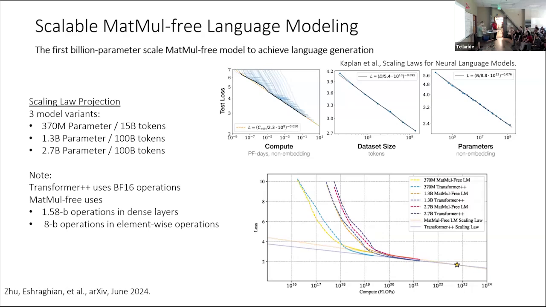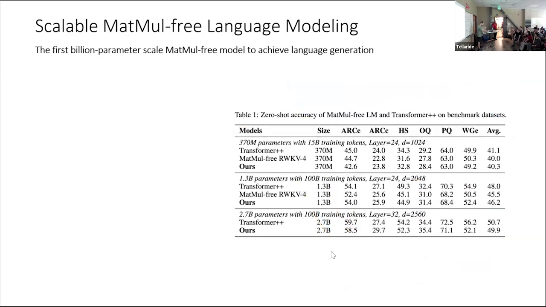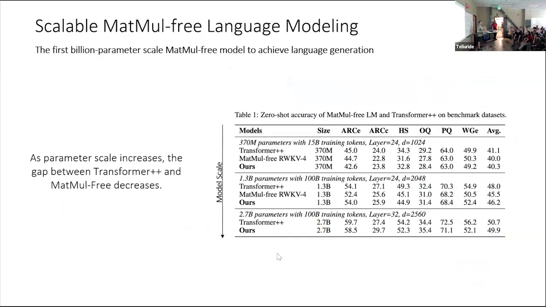Cool. So a bunch of other things, I'm going to leave that for you. We tested on a few different benchmarks. I can fly over this. Point is, as your parameter scale increases in size, the gap between Transformer++ and matmul-free decreases. The only outliers were the data sets that had multiple choice or some sort of classification, 1-0 answer. So a bit of randomness is introduced there.